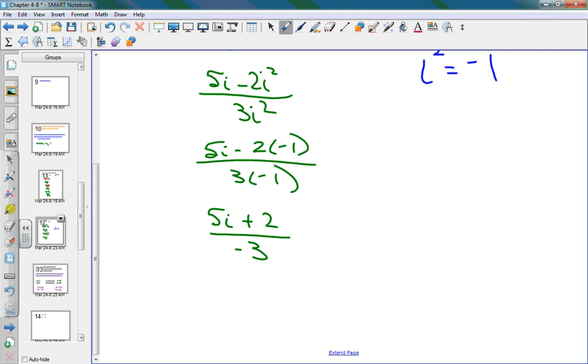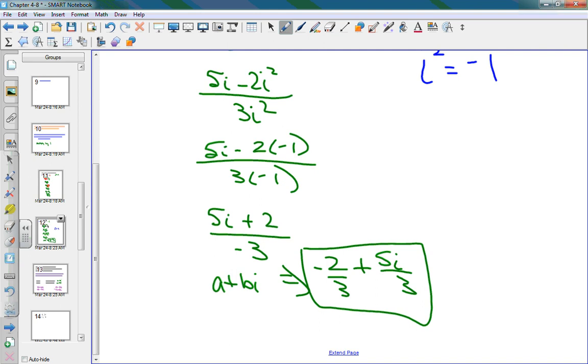And if I want you to make this an a plus bi form, that's going to be negative 2/3 plus 5i over 3. Same exact thing. I'm writing it as two separate fractions.